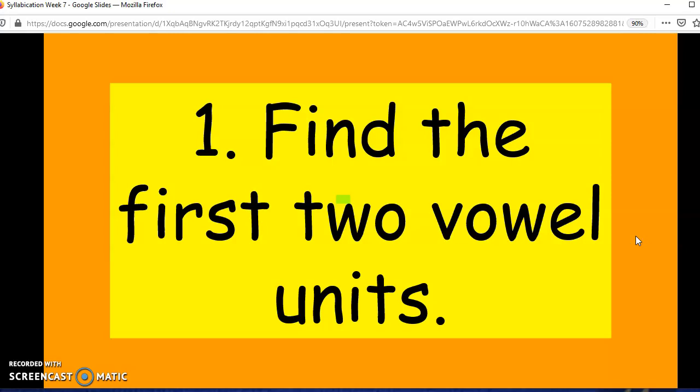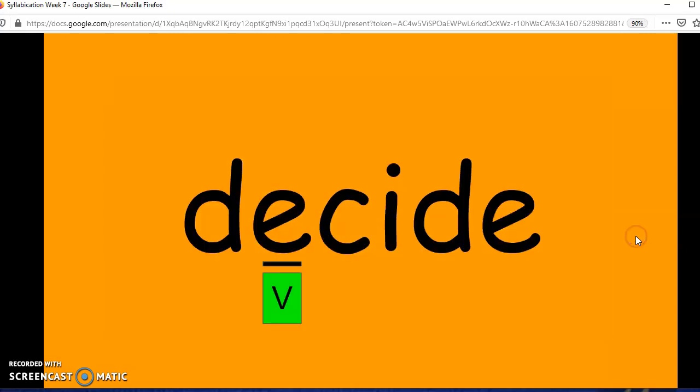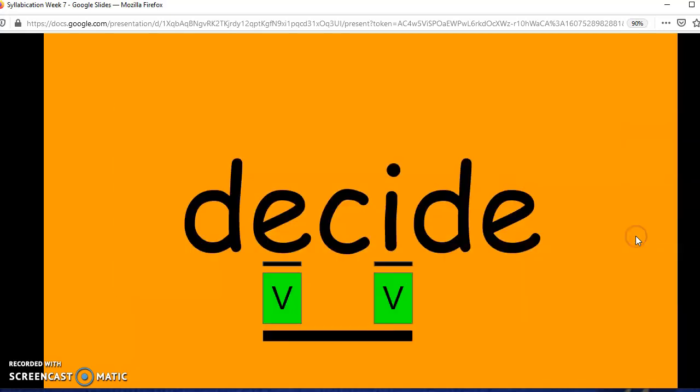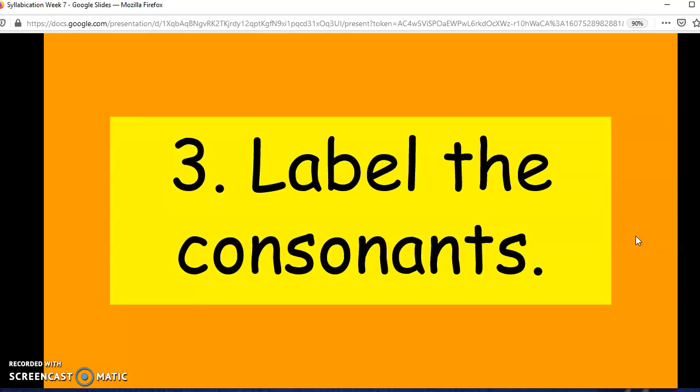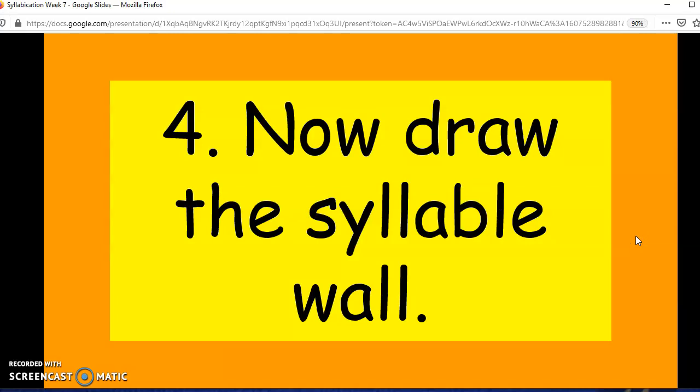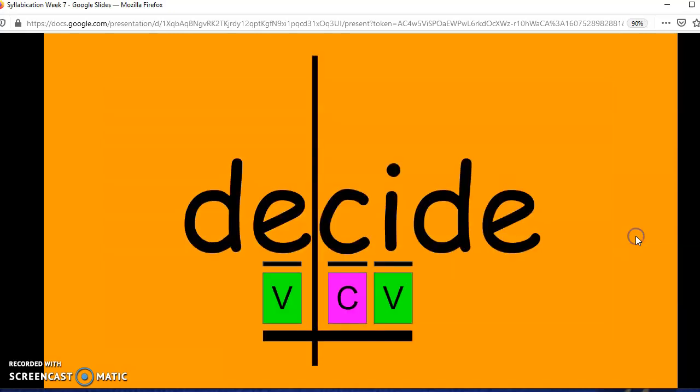We're going to go ahead and find the first two vowels. We see E and I. We're going to draw our bridge. We're going to label our consonants. We're going to draw our syllable division wall.